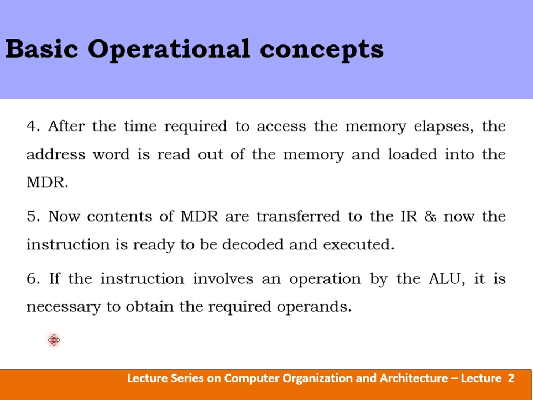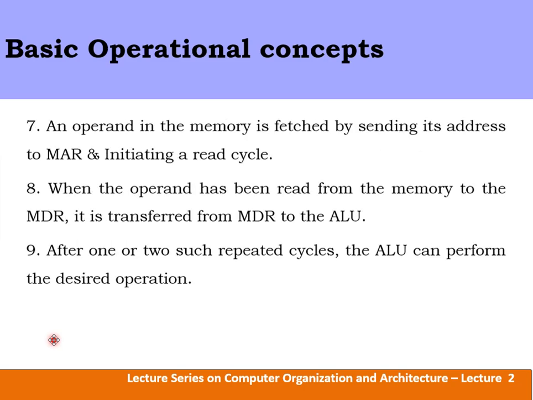So data is nothing but an operand. The instruction always instructs what kind of operation needs to be implemented. Once the instruction is given, you have to perform this operation. In order to perform that operation, I need an operand. Operands are nothing but data. And this particular operand, which is data, might be available in memory.